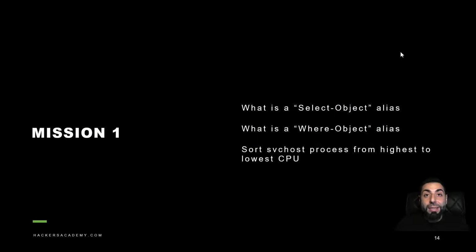Usually in our trainings, we do a quick mission at the end of each section. After a bit of theory or a bit of practical exercises, we do a small mission that we challenge our students to try and solve on their own. So this is your mission for this video. First, try to find out what's the alias for Select-Object. Second, try to find out what's the alias for Where-Object. And third, try to sort the svchost process by the highest CPU utilization. Give that a try. See if you can figure it out.